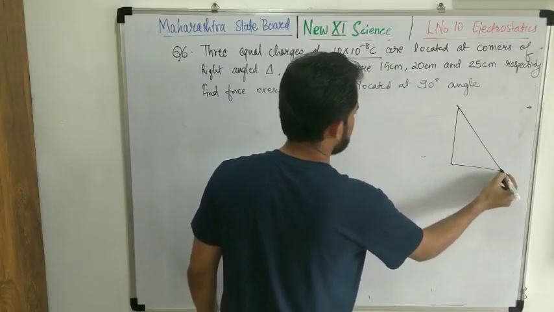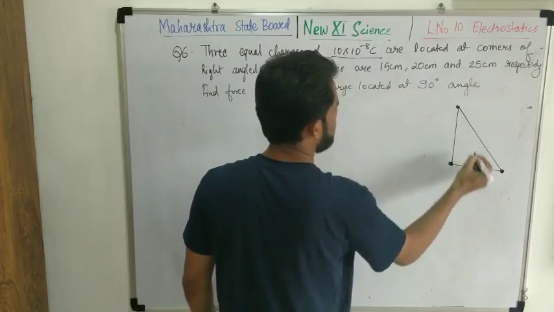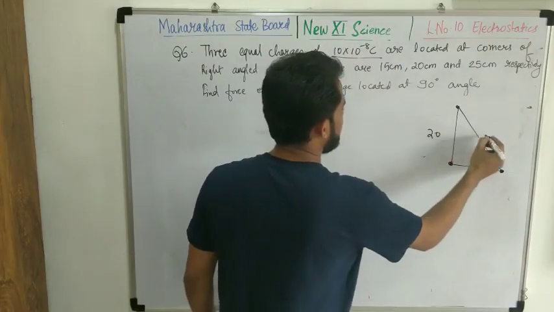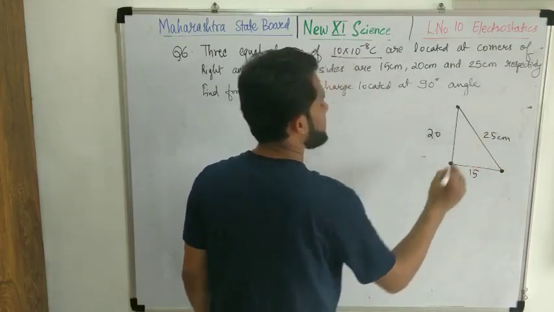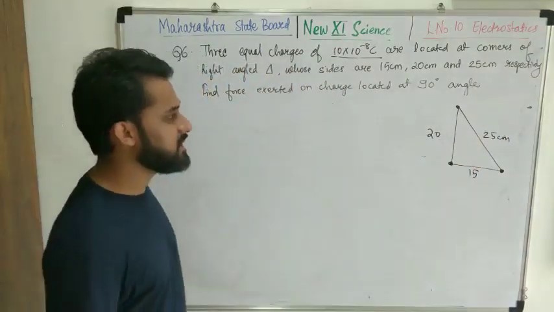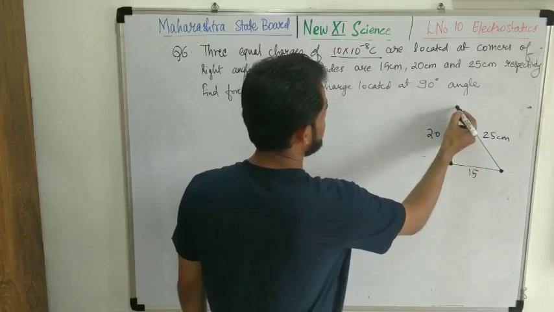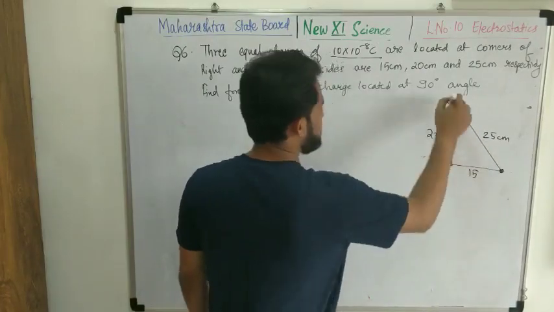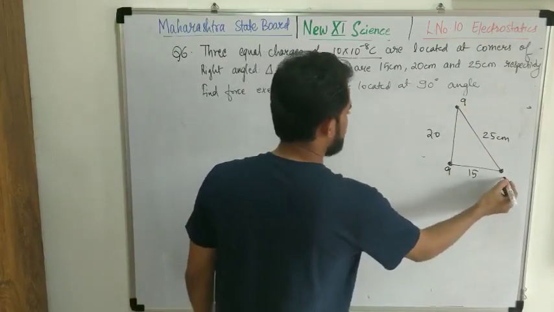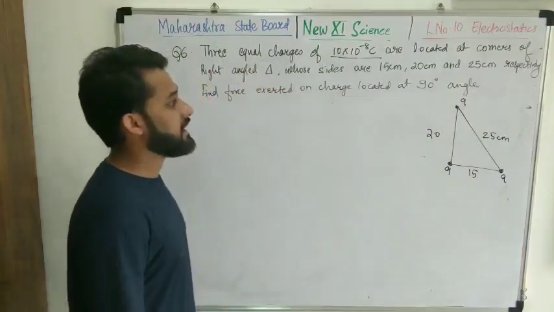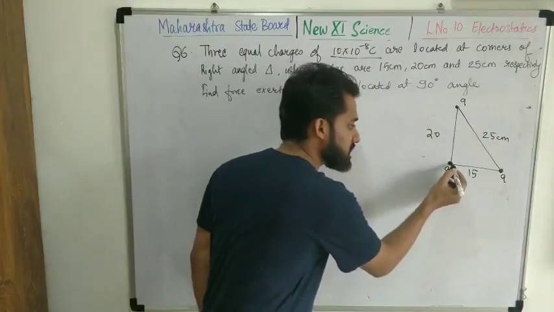Three sides, a right-angled triangle: the smallest side is 15, then 20, and the hypotenuse is 25 centimeters. Each side is in centimeters, so we need to convert them into meters while solving. Okay, so three charges equal in magnitude are located at three different places, and the question is, what is the net force on this charge?